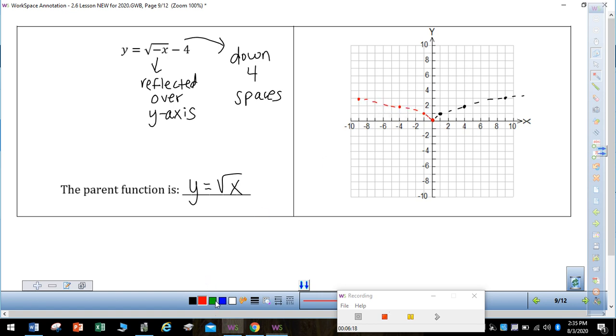And then the final step, one more color change, I'm going to take that red line and move it down 4 spaces. So now the new anchor point is at -4. All of the other points also move down 4 spaces. And now we can actually connect this with a solid line, and that's our final graph.